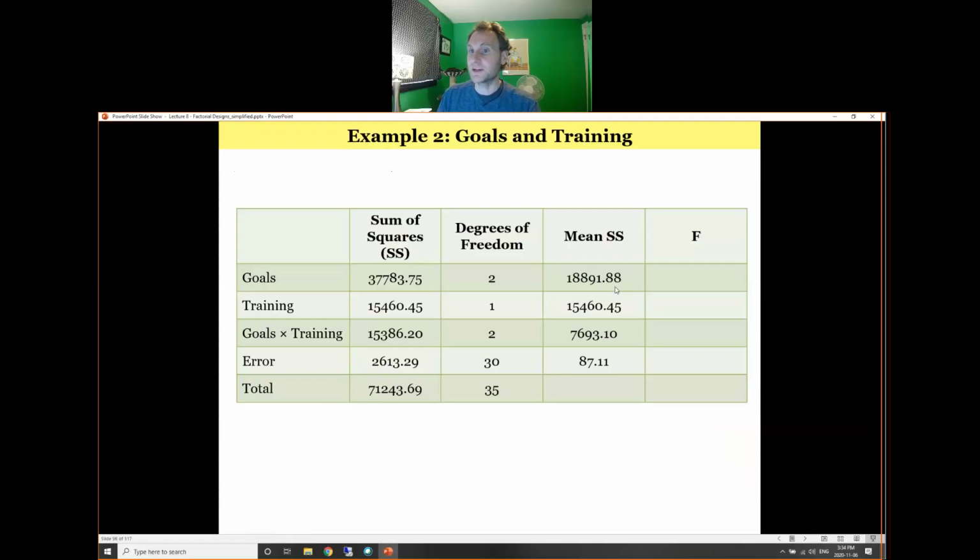My mean squares, I just divide across. And my F, I divide each mean square by the mean squared error. In this case, I looked these up in the table and I found that I have a significant main effect of goals, a significant main effect of training, and a significant interaction. So given that my goal was to generate data that had significant main effects and an interaction, I've accomplished it. If I had found that one of these terms wasn't significant, I could go back to my data and adjust them to try to make that interaction more extreme.